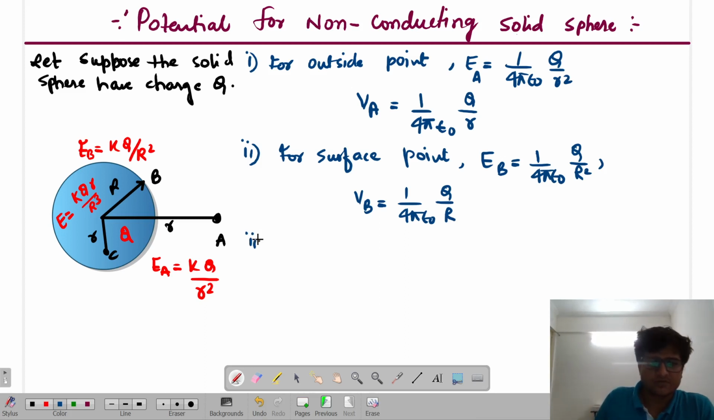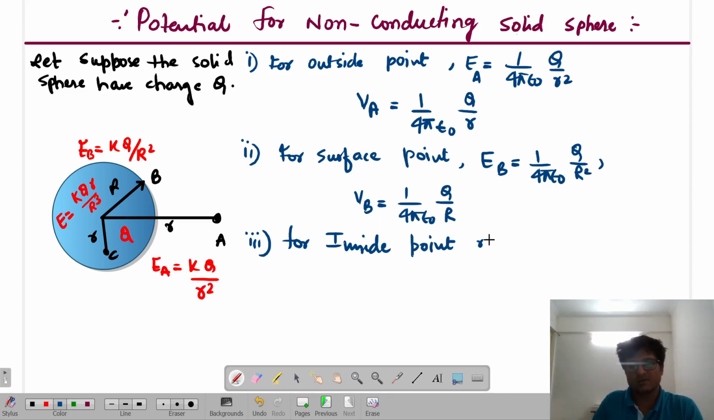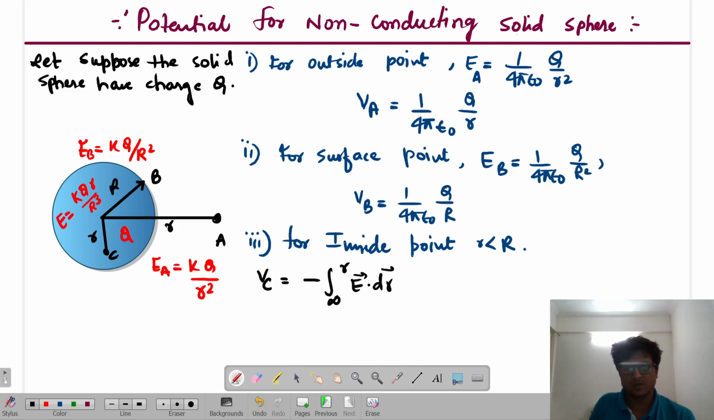So the question arises, what happens for the inside point, or interior point, which is r less than capital R. Now here my electric field suddenly changes, isn't it? It's not zero, it suddenly changes. So I'll have to do the integration. Once again, I'll have to follow that potential at an internal point: minus integral from infinity to small r, E dot dr. Now this will have two regions, infinity to the surface, because the field varies as 1 by r square, while inside it is varying linearly. So I'll have to do two different integrations, isn't it?